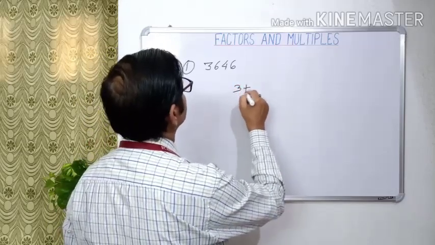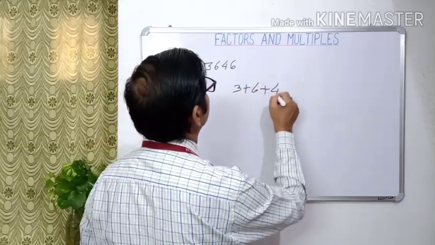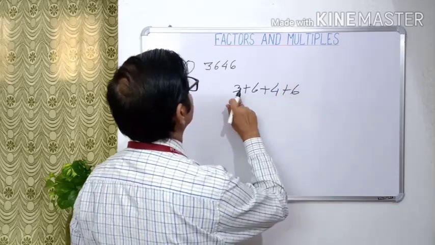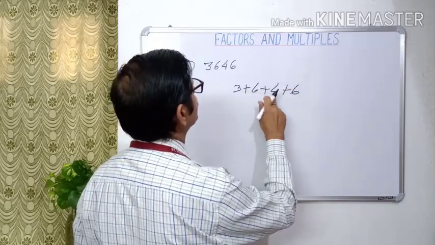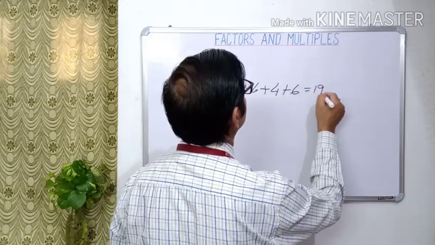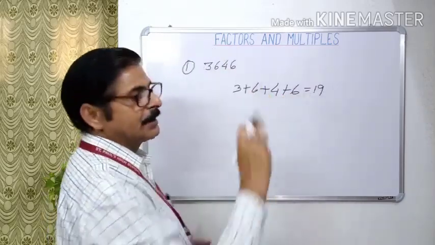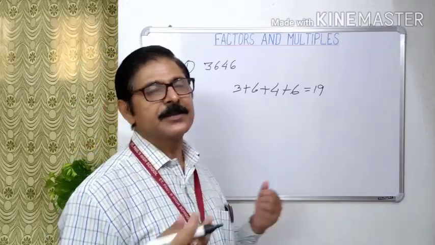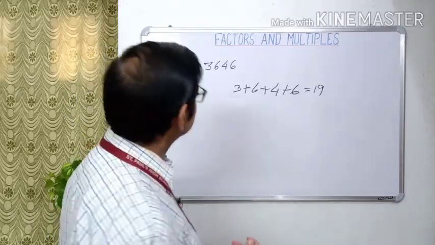3 plus 6 plus 4 plus 6. 3 plus 6, 9, 9 plus 4, 13, 13 plus 6, 19. 19 is not divisible by 3, so this number is not divisible by 3. This is going to be your answer, isn't it?